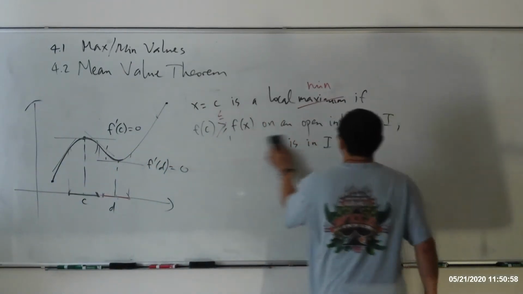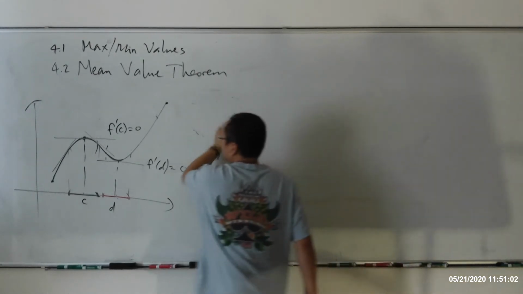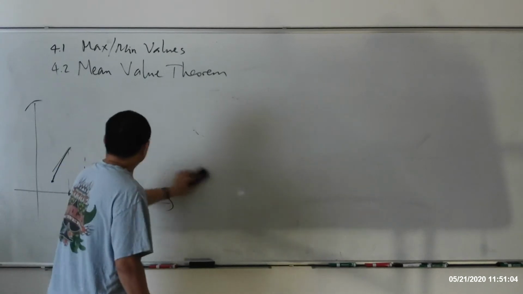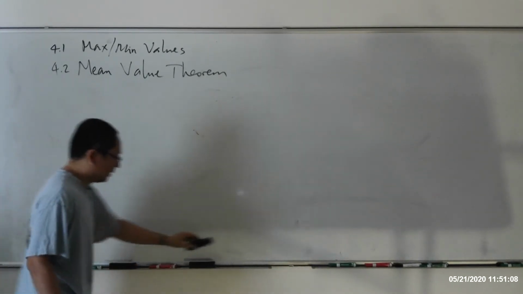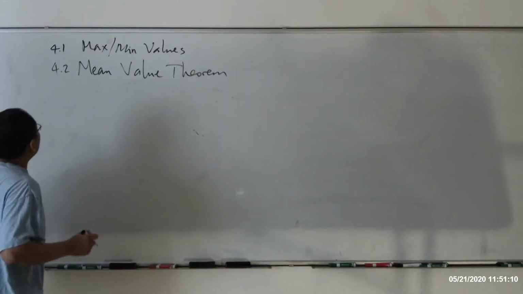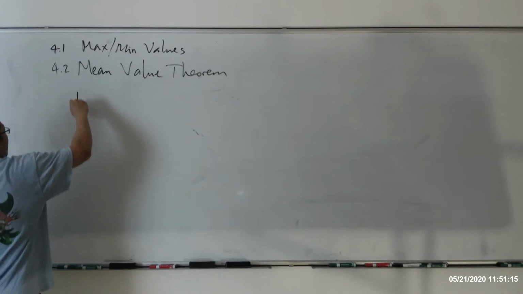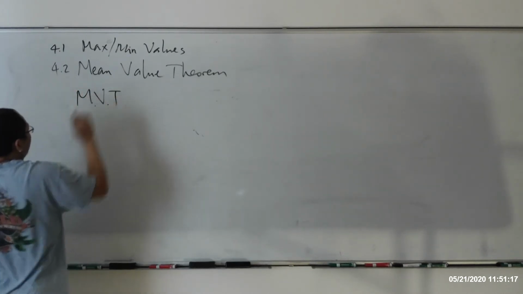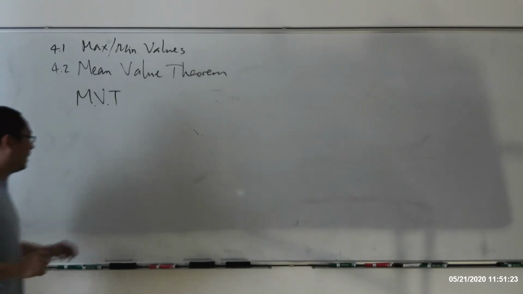Okay, now let me talk about the mean value theorem. 4.2, mean value theorem, abbreviated by MVT. In short, when you see those three letters MVT, understand that in math it's the mean value theorem.